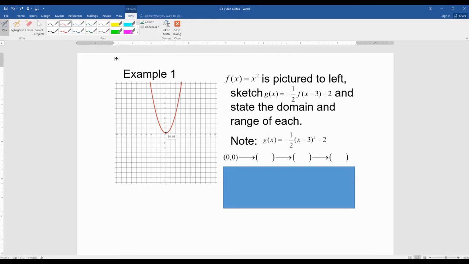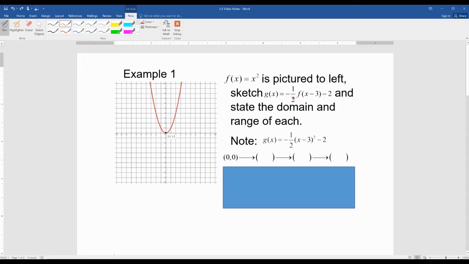Now, what I'm going to do is show us how we can actually compute where particular points are going to be plotted for the transformed graph. So we're going to go through this function right here and just see how that would be done. So I'm going to start with the point (0, 0), and we're going to apply those transformations as I see them.